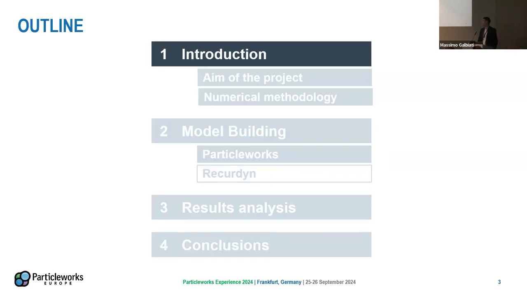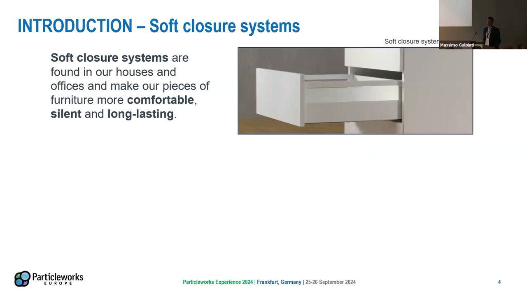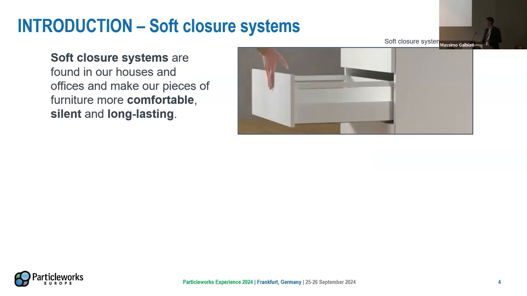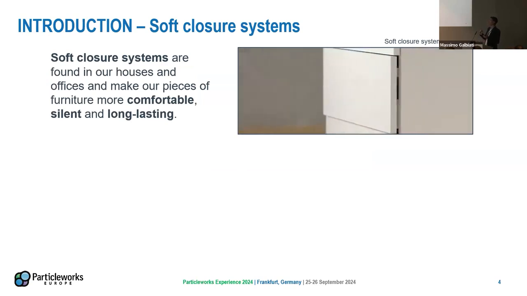Okay, so let's start from the introduction. What is a soft closure system? A soft closure system is something you probably have in your houses. When you close the drawer, here we have a beautiful video, it is more silent, comfortable, and so the motion of the drawer is slowed down.